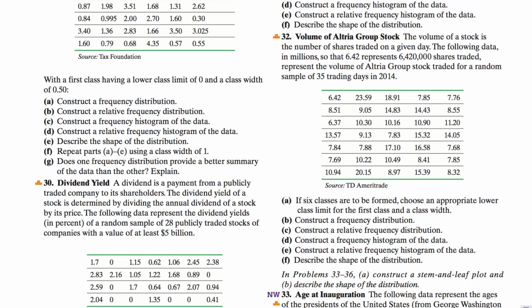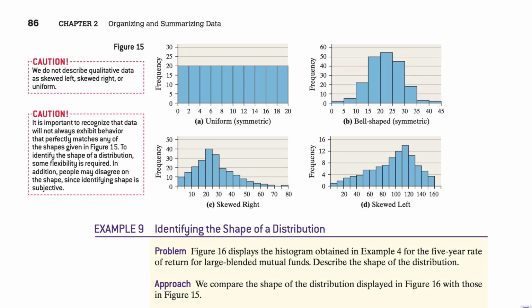And then regarding part F, they're asking you to describe the shape of the distribution. And they're expecting that you know how to translate that. So let me show you something real briefly. When they ask you to describe the shape of a distribution in this part of the text, what they're really asking is which of these 4 histograms best resembles the set of data that you just looked at.